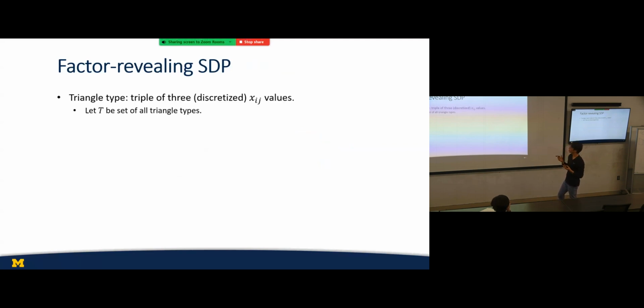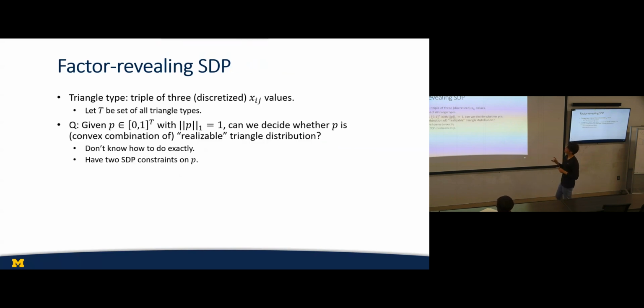okay, we define triangle types to be the triple of three distance values, pseudo discretized. So then our question is, given a triangle distribution. If you just tell me that there are 10% of triangles with distances 0.1, 0.1, 0.2, and 20% with distances 0.3, 0.4, 0.5, then is it possible to have a complete graph whose triangle distribution matches what you give me?